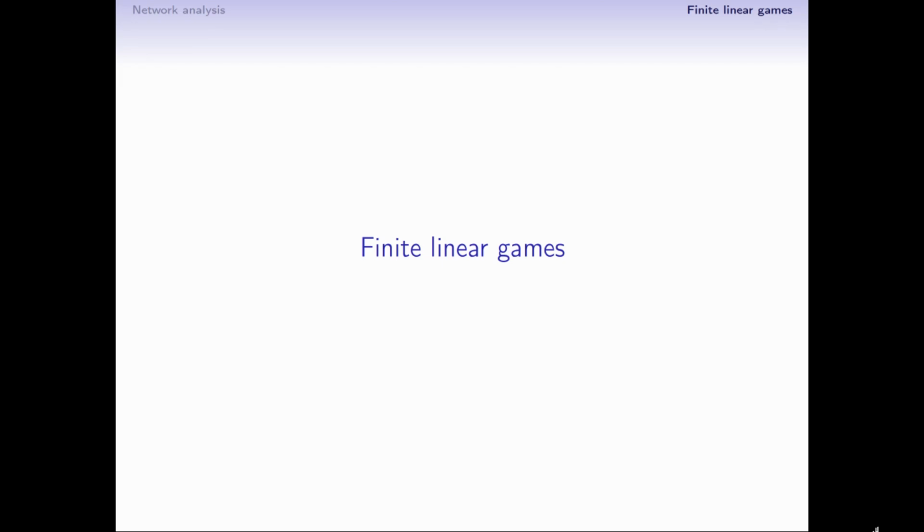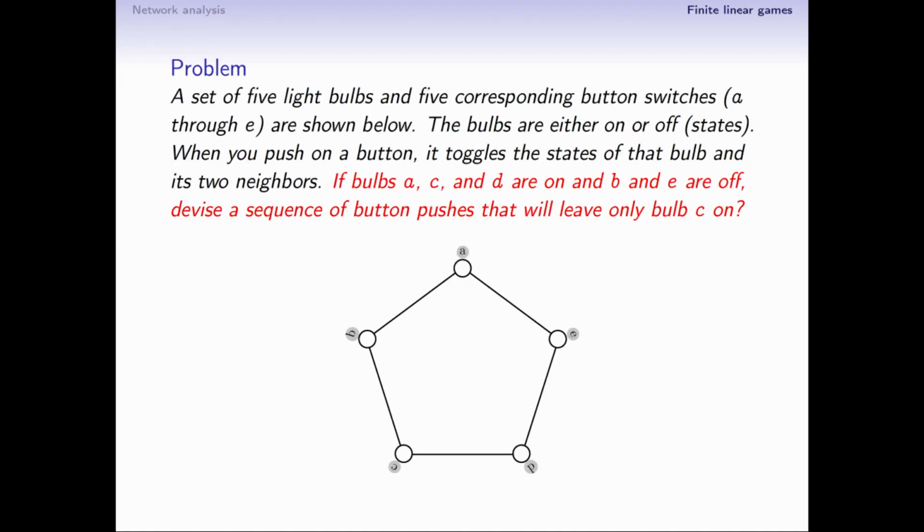Our next application is to what are called finite linear games. So in this problem, a set of 5 bulbs and 5 corresponding button switches A through E are shown below. In this picture, the bulbs are represented by these open discs, okay? And each bulb has a switch located next to it. And I've got everything labeled A through E so we can keep track of things. So this is switch A, and this is the bulb corresponding to that switch.